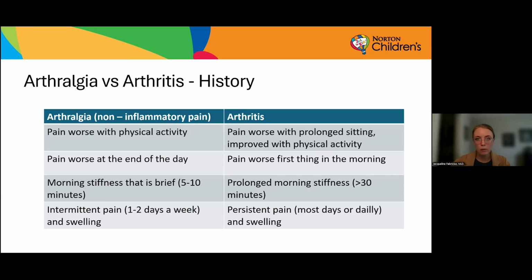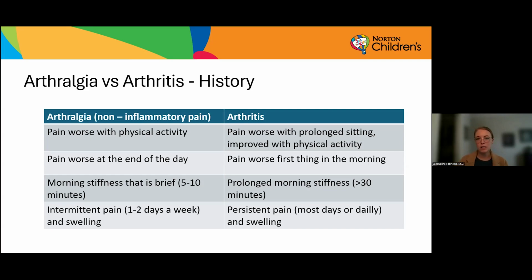Patients with mechanical pain can have morning stiffness, and it's not uncommon for a parent to tell me that their kid walks like a little old lady first thing in the morning, or they have a really hard time getting moving first thing in the morning. But that morning stiffness really should be brief, and if it is longer than 30 minutes, that becomes concerning for an inflammatory cause of the pain as well.